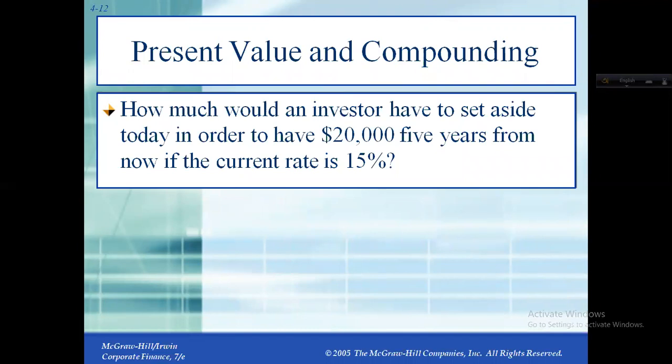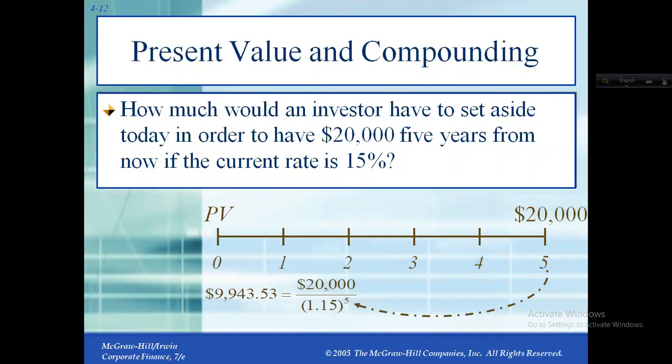How much would an investor have to set aside today in order to have $20,000 5 years from now if the current rate is 15%? So you have to find the present value. We already know the present value formula: present value equals future value divided by (1 plus R) to the power N. Here the future value is 20,000, divided by (1 plus R) to the power N, which is 5. So we get a present value of 9,943.53.